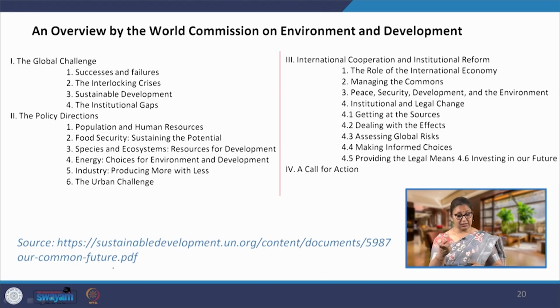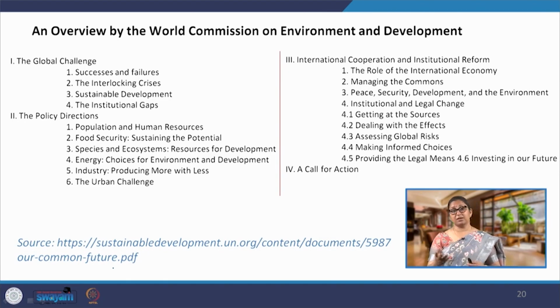And then the third thing that we had identified was this institutional gap. So, what do we do about them? International cooperation and institutional reform was proposed, the directions for that. So, the world had to come together. Our Common Future had the majority of the countries as signatories, as parties. And so, what they identified was the role of the international economy, how trade should happen. It cannot be that one part of the world continues to grow while the other part of the world continues to suffer or be exploited. So, there was this role of the international economy, managing the commons, peace, security and development.